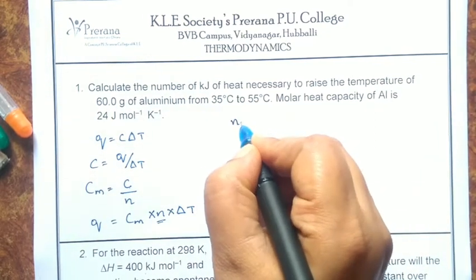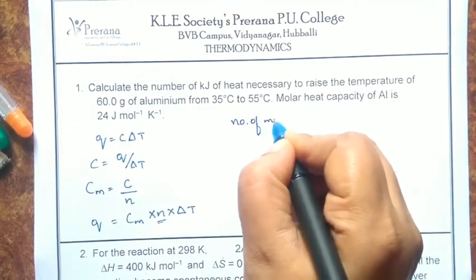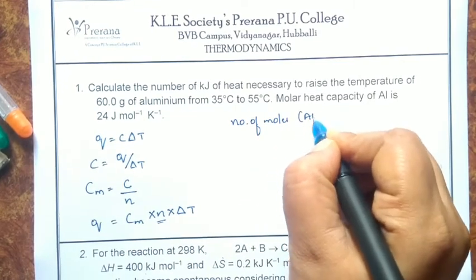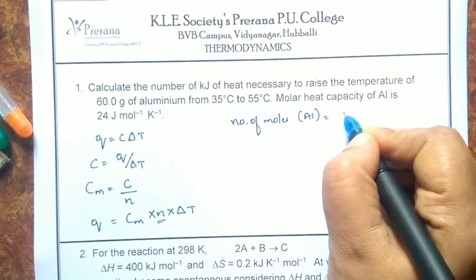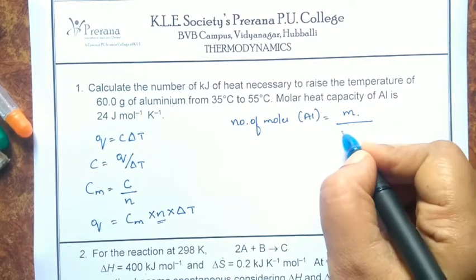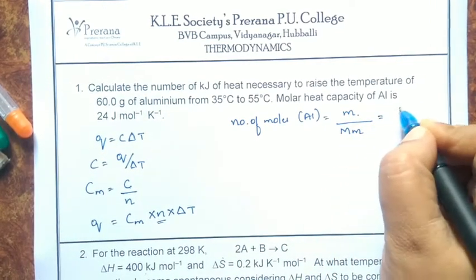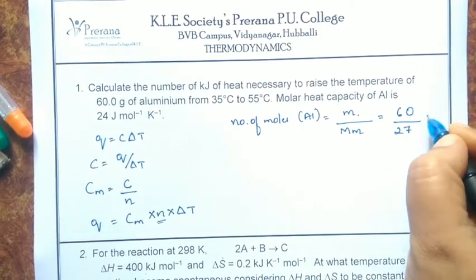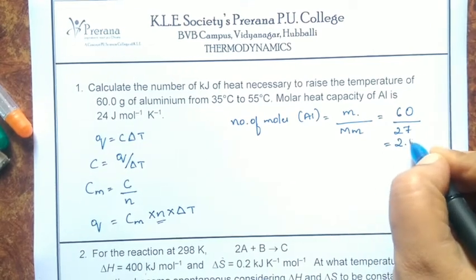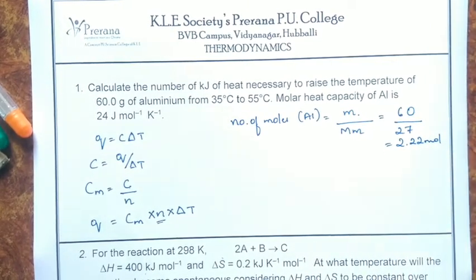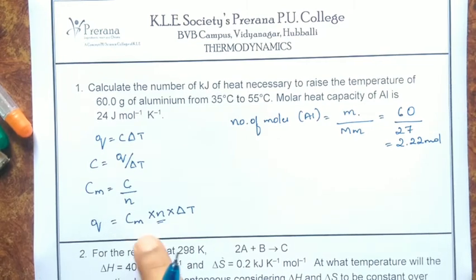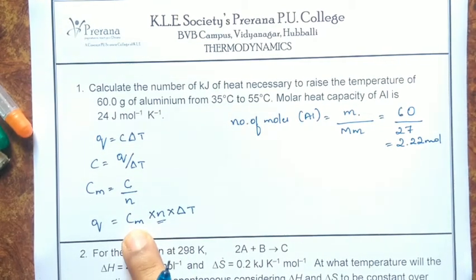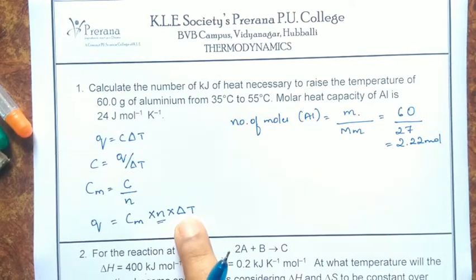The number of moles of aluminium is equal to the mass of aluminium divided by the molar mass. Mass is given as 60 gram, divided by molar mass 27, and that is equal to 2.22 mole. So the number of moles is 2.22 mole. Clear? Now you substitute the molar heat capacity that is given, the number of moles we have calculated, and delta T.